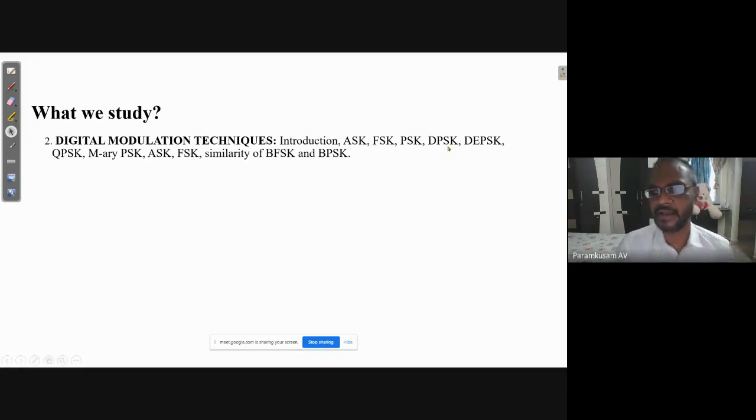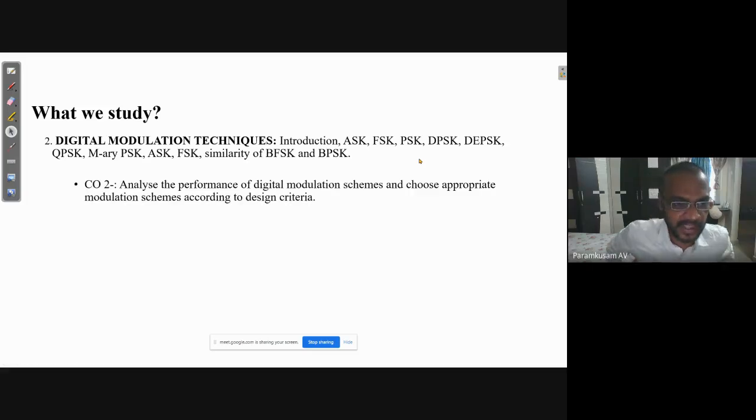Similarly, these are extensions of these topics: DPSK, differential phase shift keying, differential encoded PSK, QPSK, quad PSK, M-ary PSK, ASK, FSK, and similar schemes. So anyhow, what is the outcome of the second unit? You are in a position to analyze the performance of digital modulation schemes and choose appropriate modulation schemes according to design criteria.